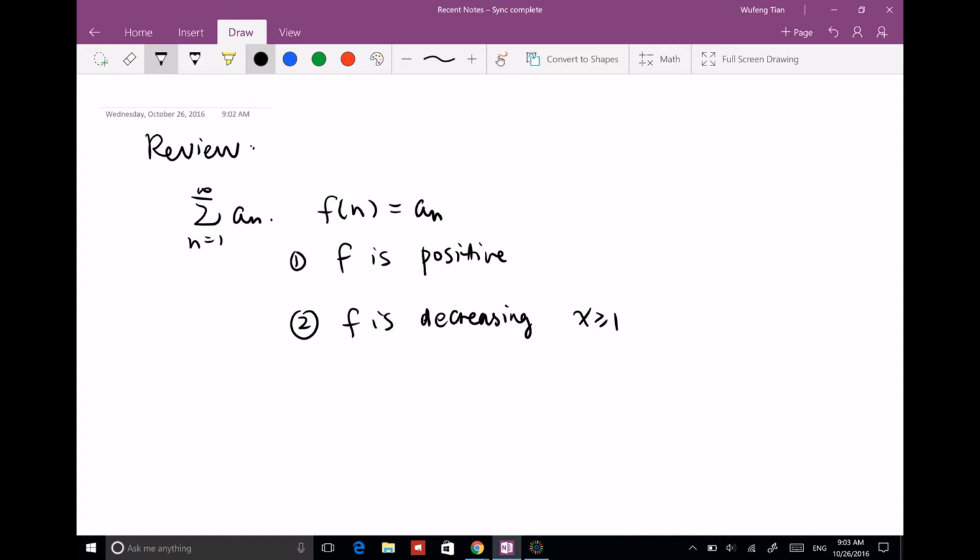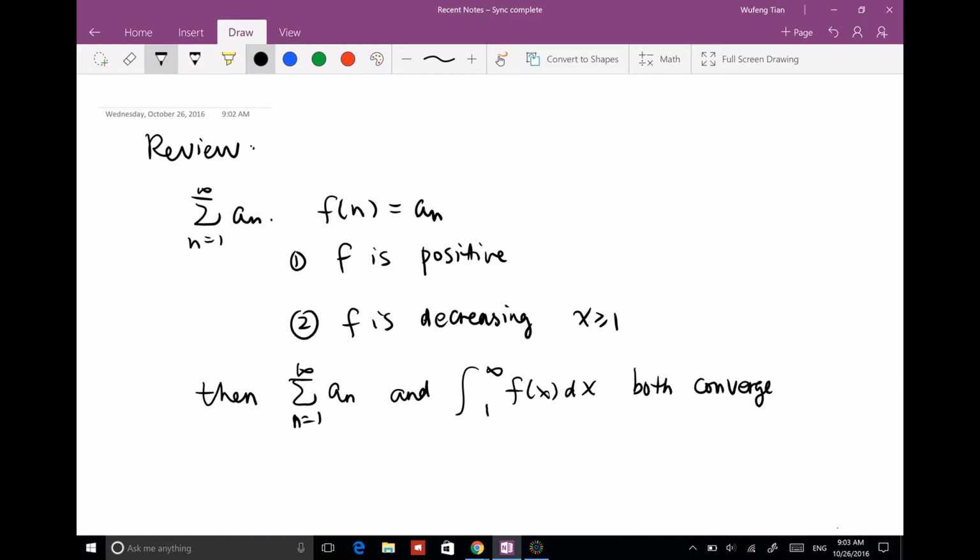When you check those two, then the series from n equals 1 to infinity of an and the integral from 1 to infinity of f(x) dx both converge or diverge at the same time. If the integral diverges, then the series diverges. If the integral converges, then the series converges. That's what we did yesterday.